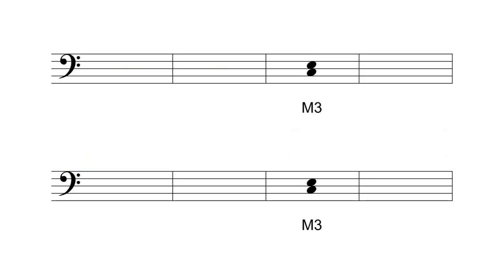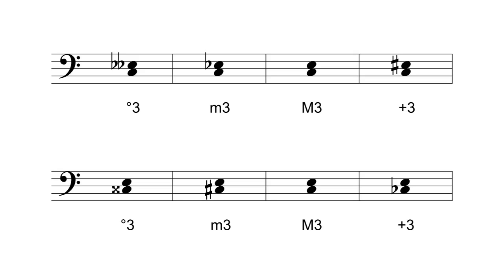Without changing the distance portion of the interval, the size can be decreased by lowering the top note or by raising the bottom note. When the quality of a major interval is decreased by one semitone, it becomes minor. When the quality of a minor interval is decreased by one semitone, it becomes diminished.